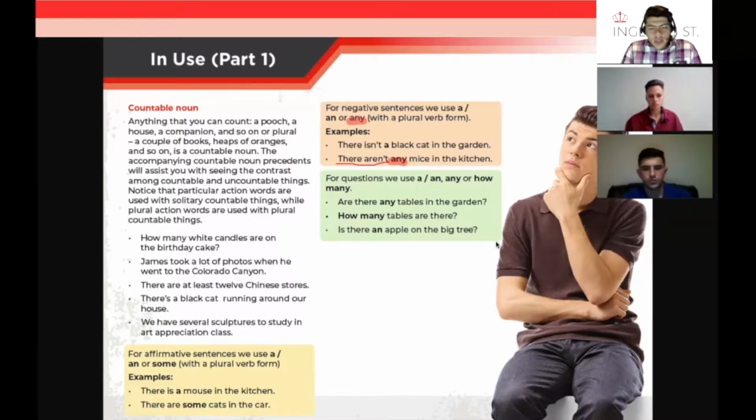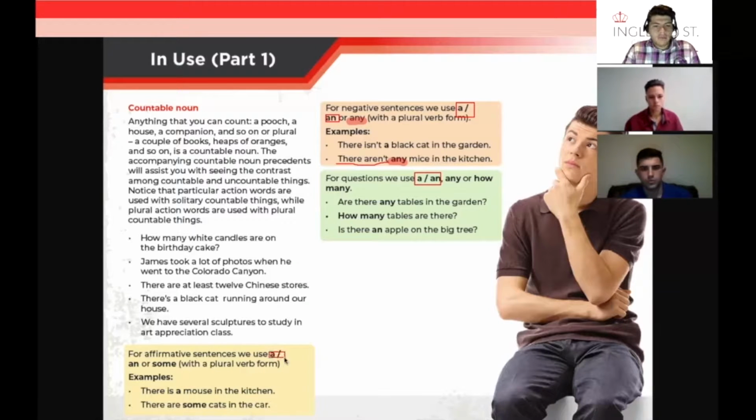For questions, we use a, an, any, or how many. Are there any tables in the garden? How many tables are there? Is there an apple on the big tree? Ok, como podemos ver, en todos los casos hay un patrón. Utilizamos a o an para hablar de singulares, siempre.